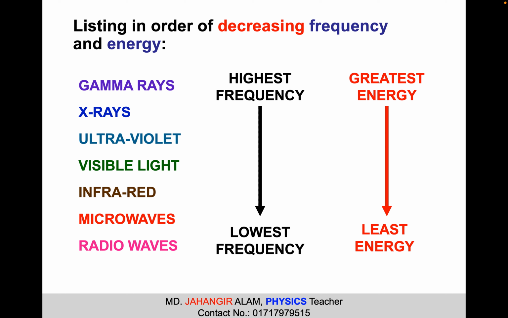We know energy equals hf, where E is the energy and f is the frequency. So energy is directly proportional to frequency. That's why if an electromagnetic wave has the highest frequency, then it has the greatest energy.